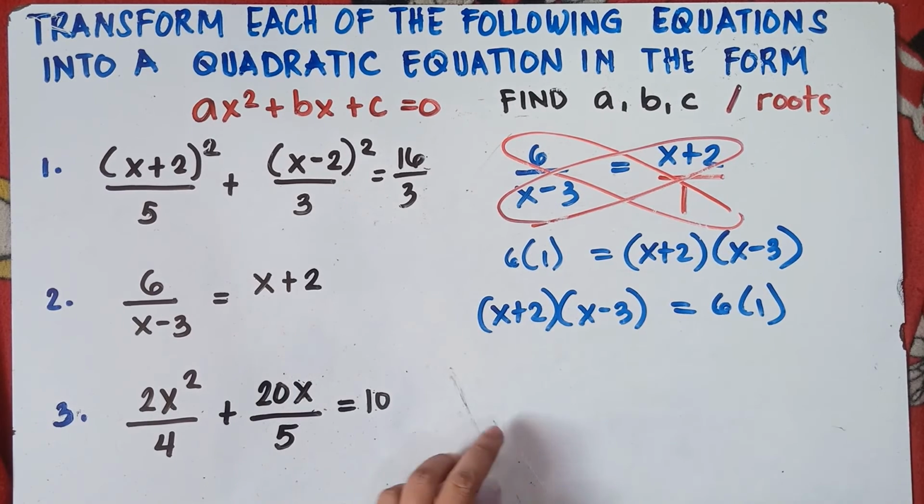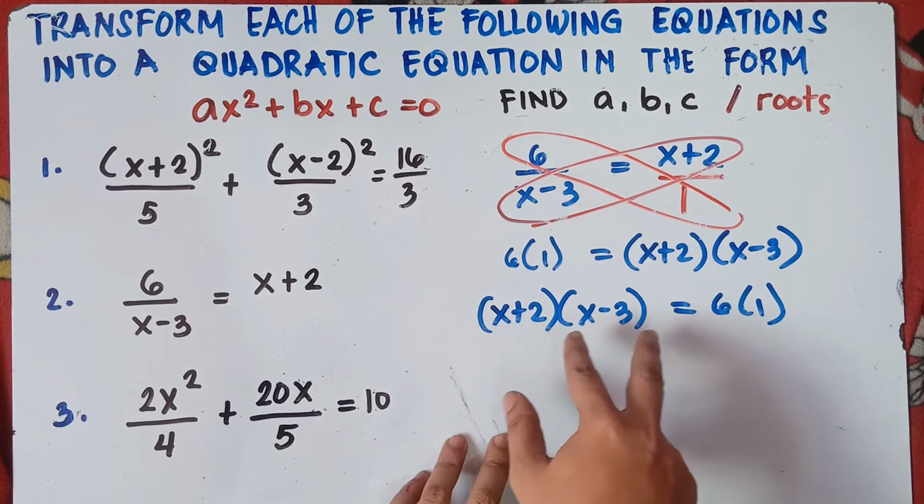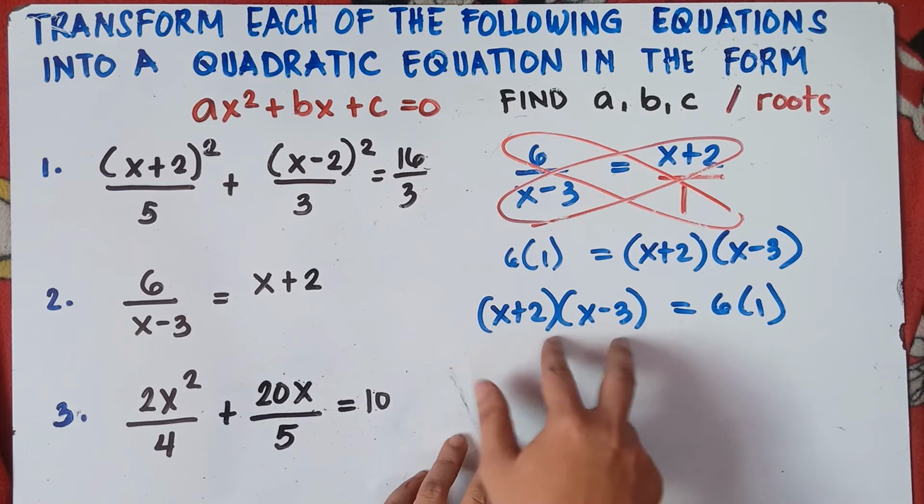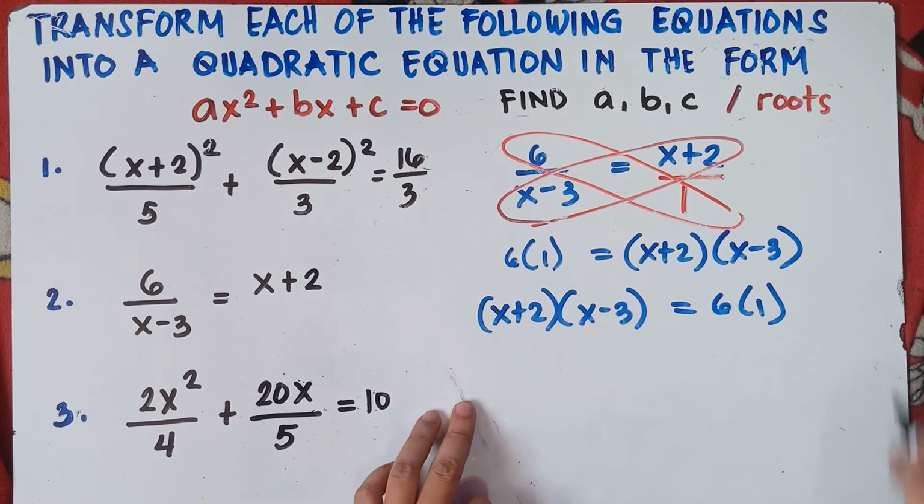Alright, and then you simplify x plus 2 multiplied by x minus 3. So we do the FOIL method, class. First, outer, inner, last.